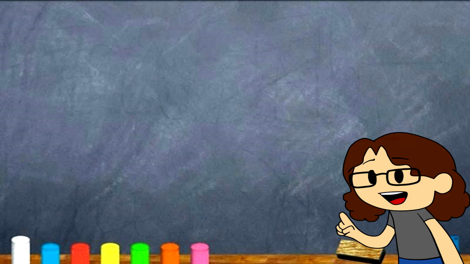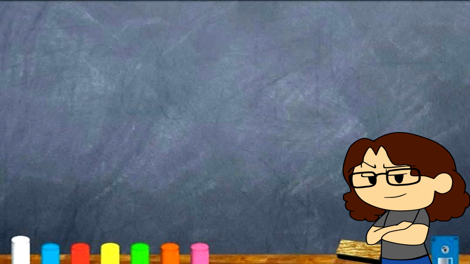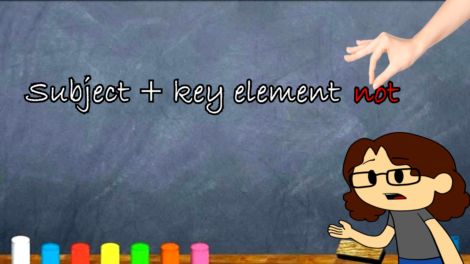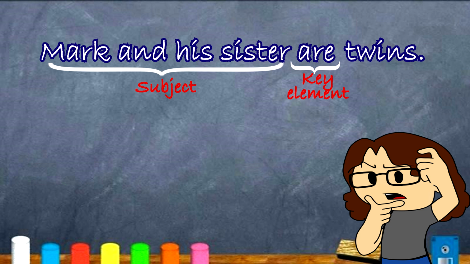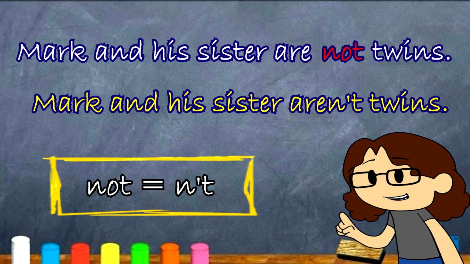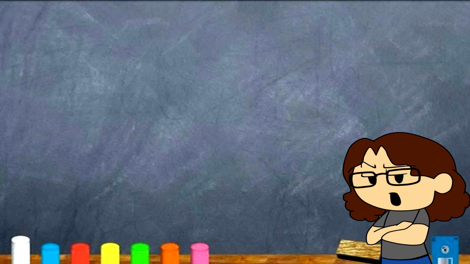Now, you're ready to learn this rule. Let's start with the negative sentence. It's very simple. You only have to add the word not after the key element. Look. How would this sentence be in negative? Correct. You can contract the word not like this, except will not, which contracts into won't. That is all for negative sentence, and it works.